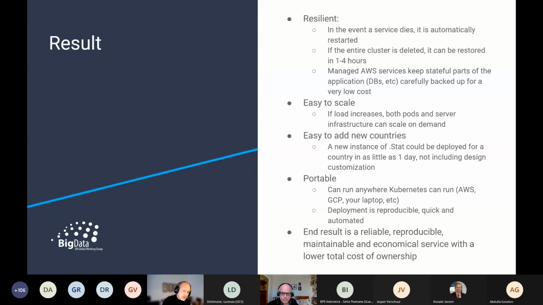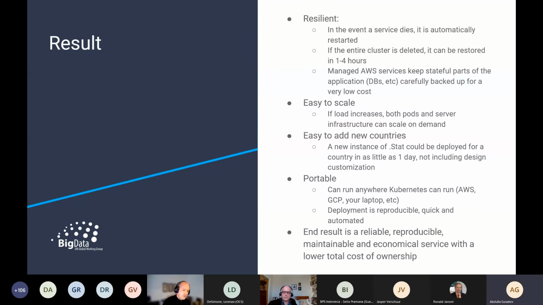It's easy to add new countries. So if a new country came to Ronald and said, hey, we want to put .stat on the platform, we want to put our dissemination portal on the platform, then that would be something that, in principle, if you exclude design customization, could happen in as little as a day. That could be a little ambitious, but that's just saying the actual work time. So the effort that goes into that is much less than what went into it the first time.